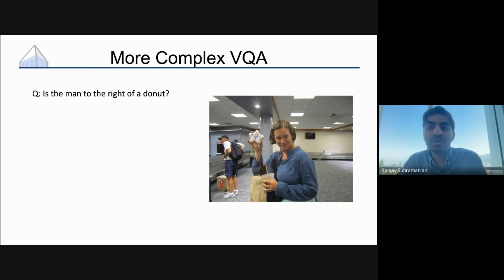But now let's consider a more complex example, which we talked about earlier in the talk. Is the man to the right of a donut? And this example is more complex because it asks the system to both determine the existence of the donut, which is here, and to reason about the spatial relationship between the man and the donut. In this case, few-shot PNP VQA answers yes, which is incorrect, because the man is in fact to the left of the donut. In this paper, we tackle the problem of answering more complex questions like this one in a few-shot manner.